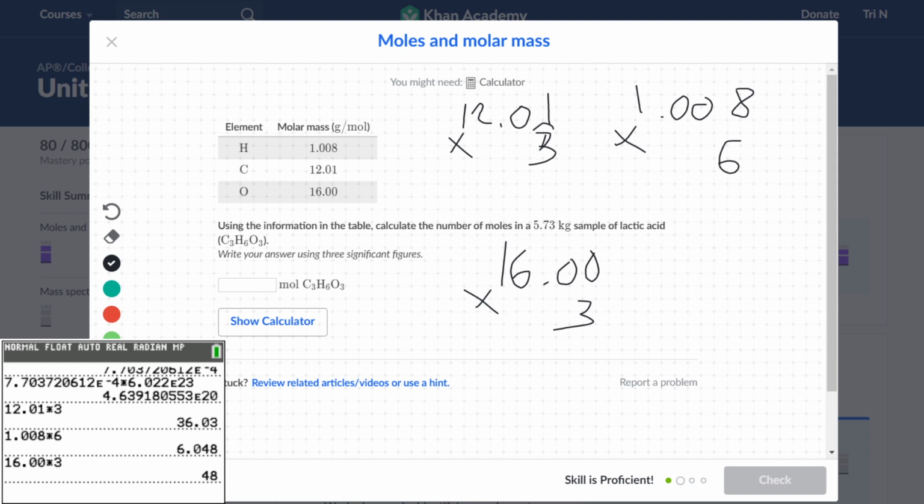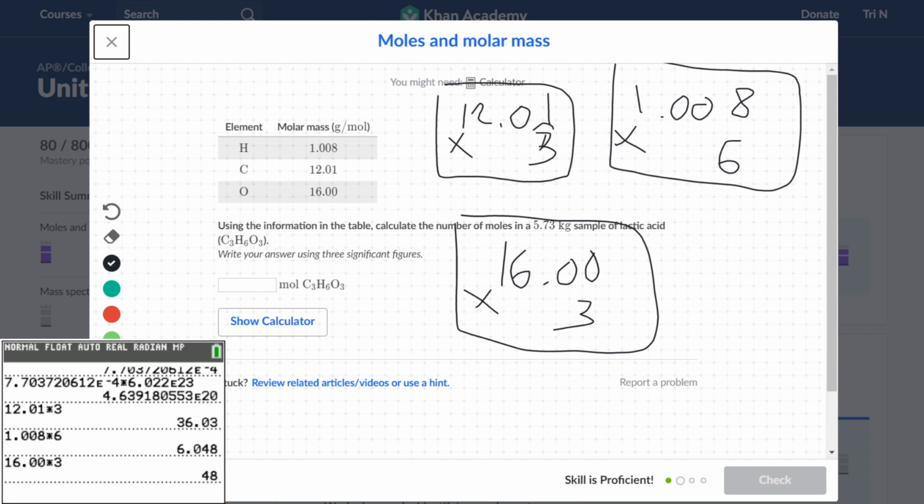Perfect. So 12.01 times 3 is 36.03. 1.008 times 6 is 6.048. And 16.00 times 3 is 48. We want to add those 3 together, because those 3 numbers make up the molar mass of lactic acid, since currently we have the molar mass of each of the building block elements of lactic acid. So you want to add it up.